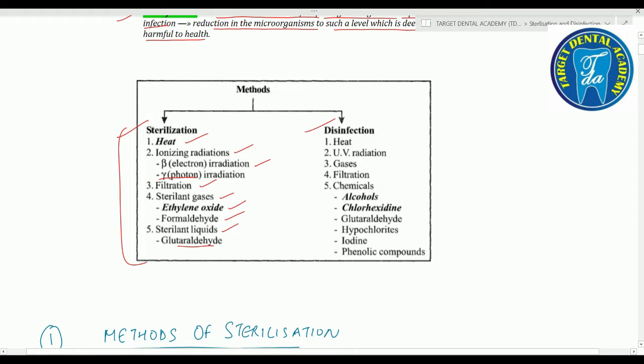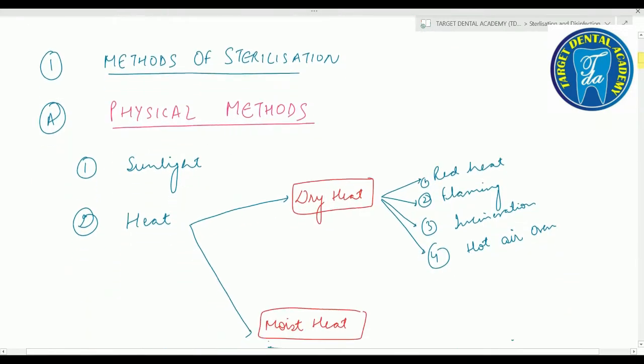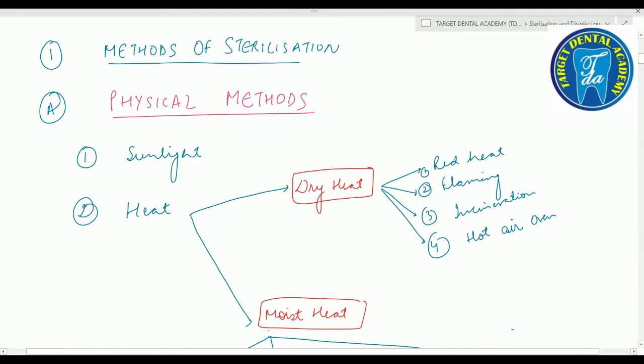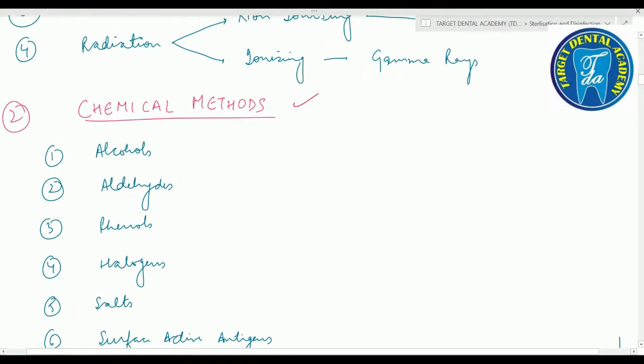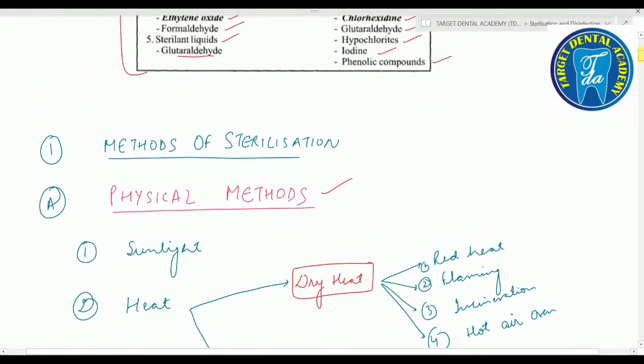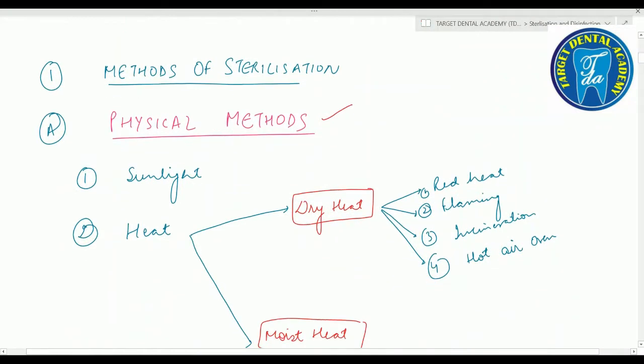Now discussing the methods of disinfection. In this, first we have heat, ultraviolet radiation, gases, filtration, and chemicals such as alcohols, chlorhexidine, glutaraldehyde, hypochlorites, iodine and phenolic compounds. So now we are going to discuss them one by one, starting with the methods of sterilization. We have two methods, the physical methods and the chemical methods. Fine. So here we are going to discuss the physical methods as well as the chemical methods in brief.